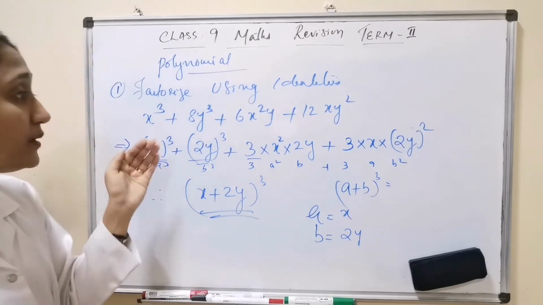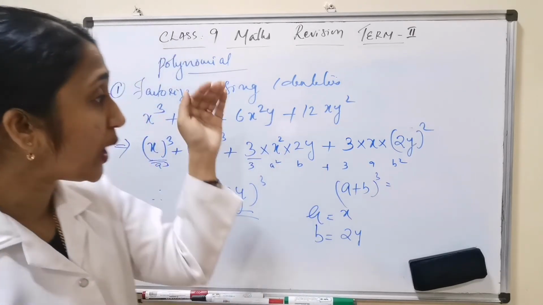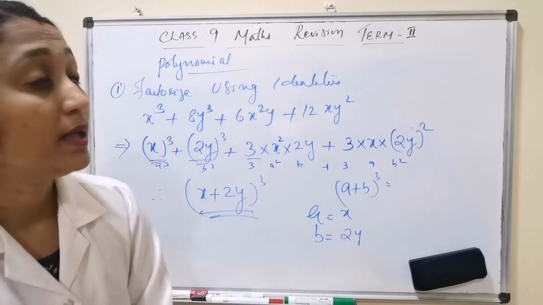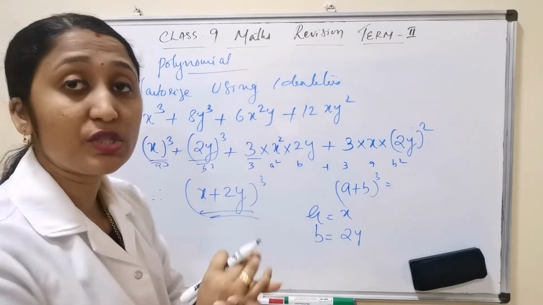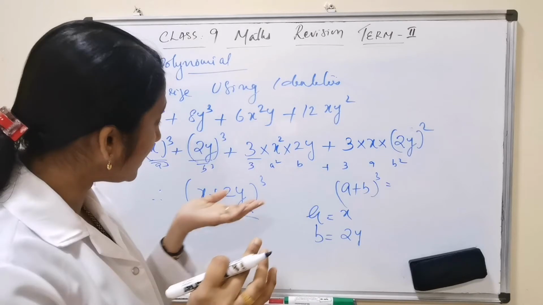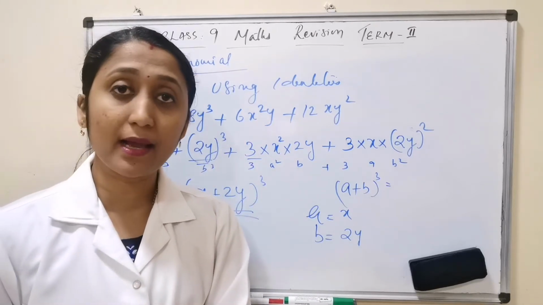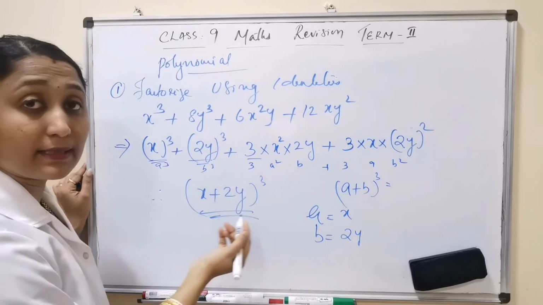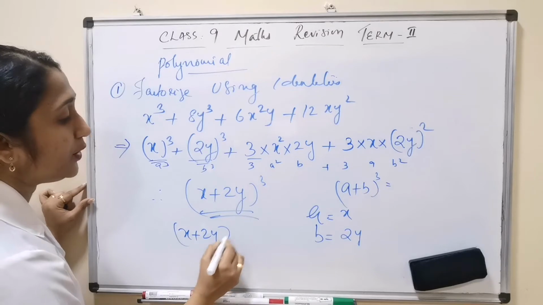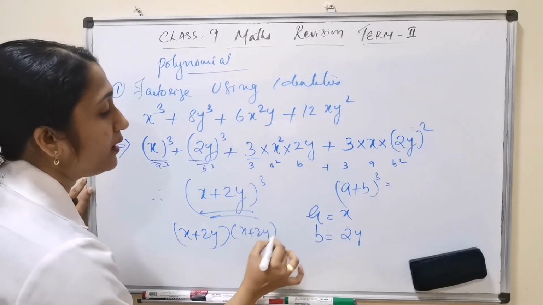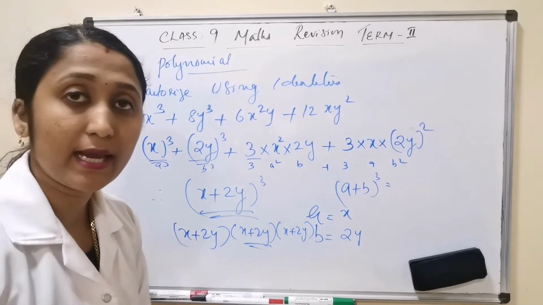So if you get this type of problem, if it is having two variables, you have to split all the terms, then it will make one formula, the correct identity. You have to remember that formula, then substitute. So x plus 2y the whole cube. What are the factors here? That is x plus 2y into x plus 2y into x plus 2y. This is the answer. Is it clear?